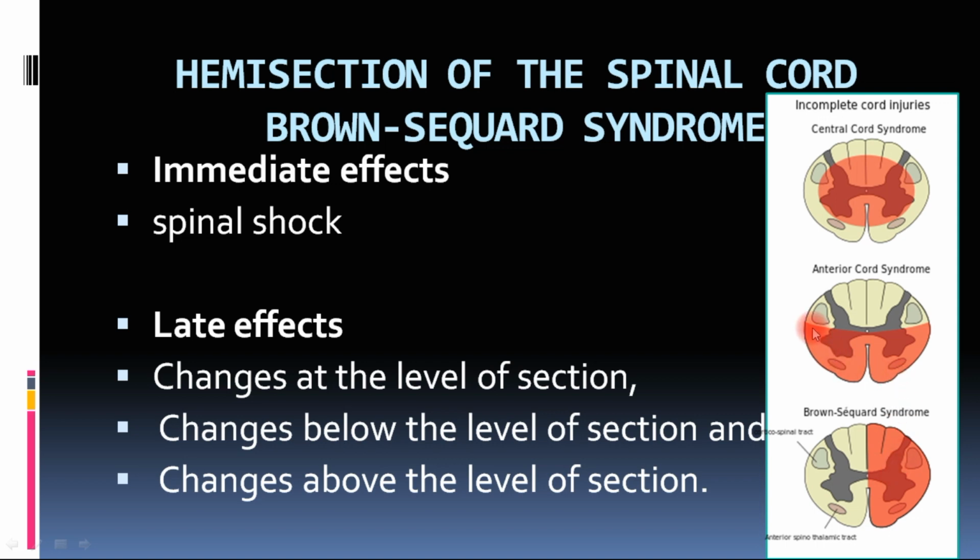The hemisection can also involve the anterior part of the spinal cord, which is called anterior cord syndrome, or the midsection of the spinal cord, which is called central cord syndrome. Each will have different manifestations based on what tracts are involved, what tracts are intact, and what tracts are cut off. So we will study only Brown-Sequard syndrome, try to understand the mechanism for the manifestations of hemisection, and then apply it to anterior cord syndrome and central cord syndrome by ourselves.